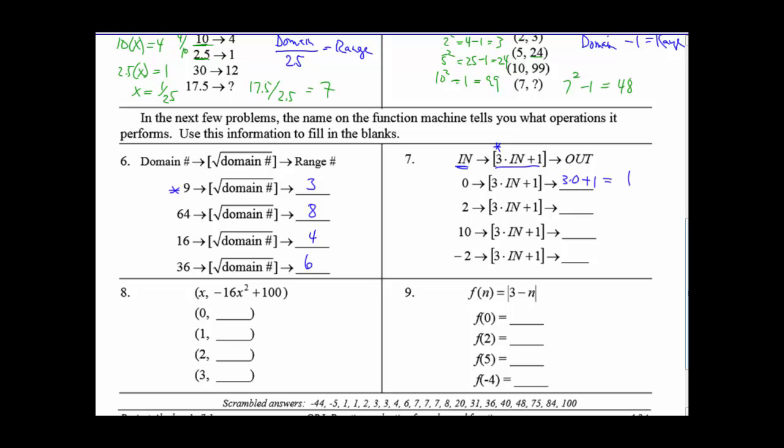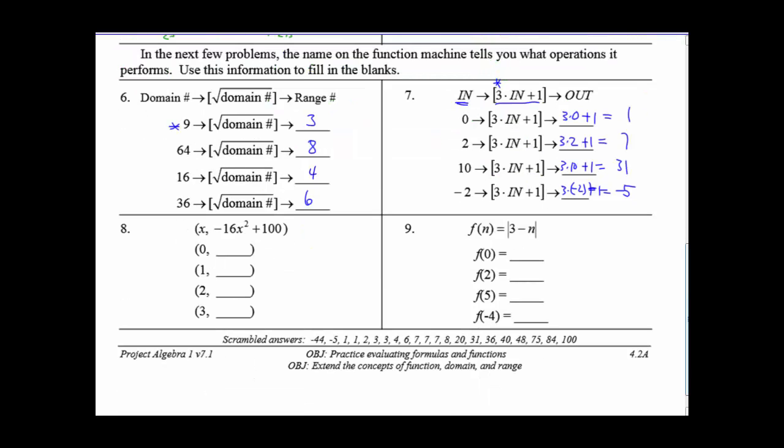being 1. Okay, if we start with 2, we're going to go 3 times 2, then add 1, so we get 7. If we plug in 10, we're going to go 3 times 10, and then add 1, and get 31. So the last one, if we're going to multiply negative 2 times 3, we'll get negative 6. And then if we add that 1, we're going to get negative 5. Notice we're setting up almost like points.